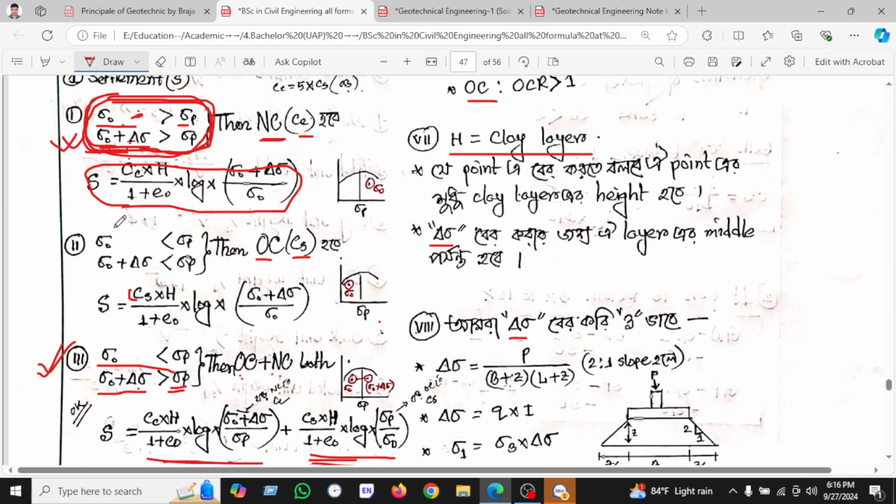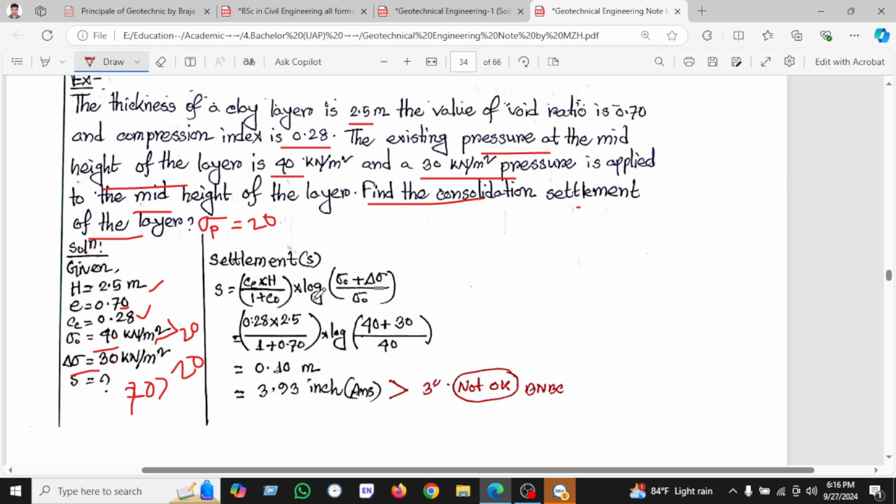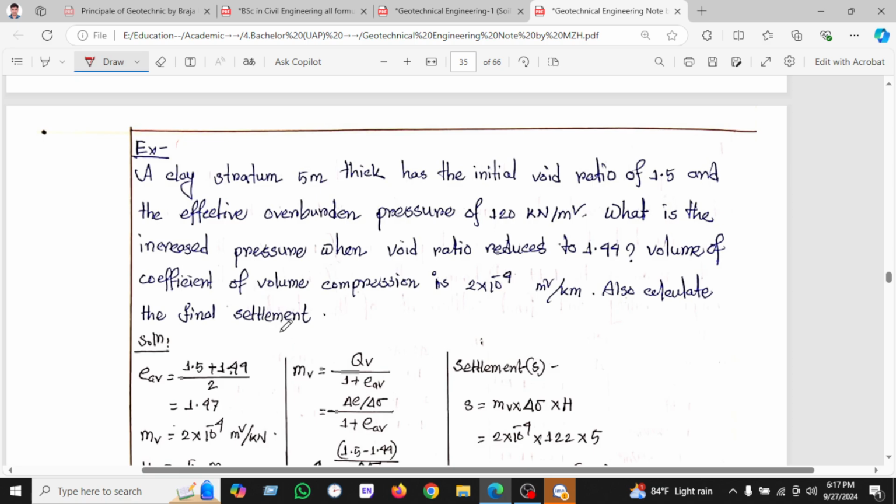Otherwise, if the criteria is fulfilled, then we will use the over-consolidation formula, where we have to use Cs. On the other hand, this is another criteria, the third criteria. Let's say here C is equal to, and use all the values, and we found 3.10 meter or 3.93 inches. We can see another example.